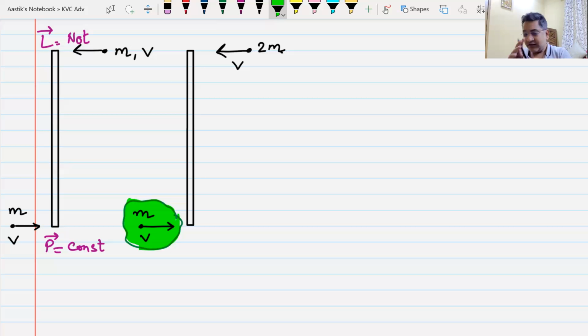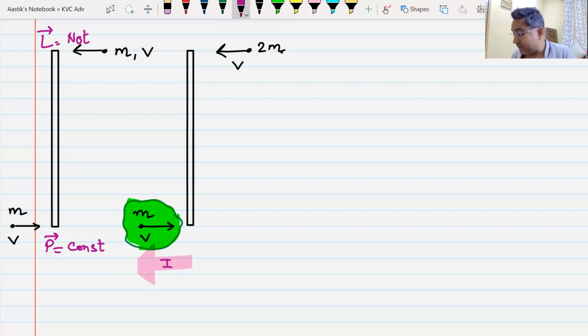Is the momentum of this green ball conserved or not? It is moving like this, and this is a rod. It is going to collide with this rod. Is the momentum of this ball conserved? No, sir. Why is it not conserved? Because there is an external impulse coming onto it from the rod. Yes or no? Yes, sir. So the linear momentum of this green ball is not conserved.